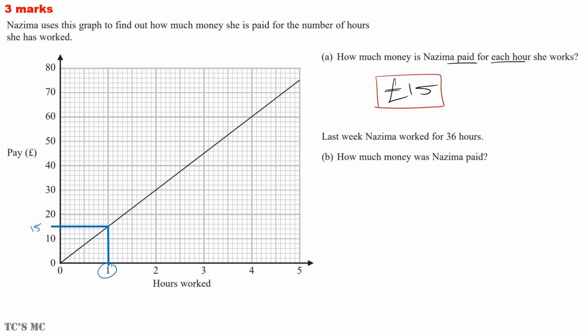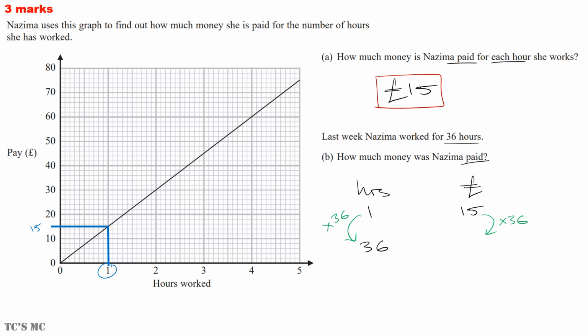The question then says, last week Nazima worked for 36 hours. Part B, how much money was Nazima paid? We have hours and we have the money. 1 hour is worth £15. Nazima works for 36 hours. To go from 1 to 36, we need to multiply by 36. Do the same on the other side. We now have 1 mark for part B.